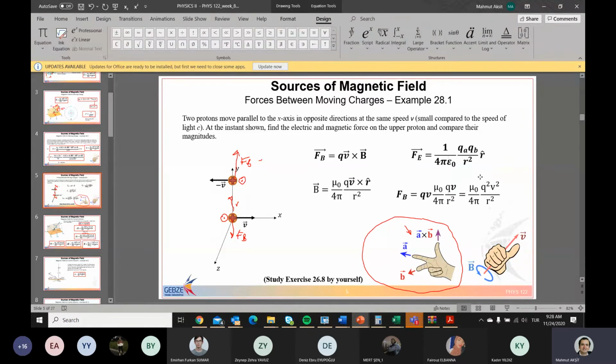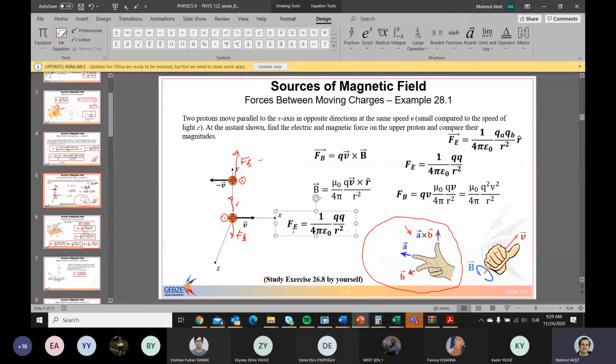Okay, FE is this one. Since we are interested in magnitudes, FE is 1 over 4 pi epsilon 0. QA, QB are just Q's. Q, R is the same R. We can ignore the unit vector. This is FE and FB. So what is the ratio of FE and FB then? Let's find the ratio of FE and FB.